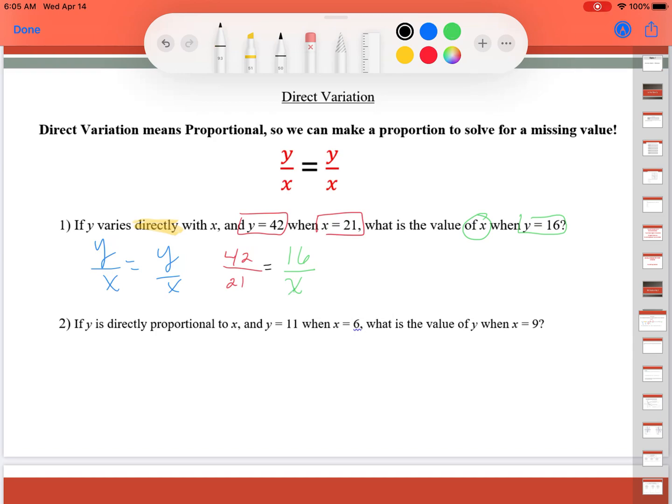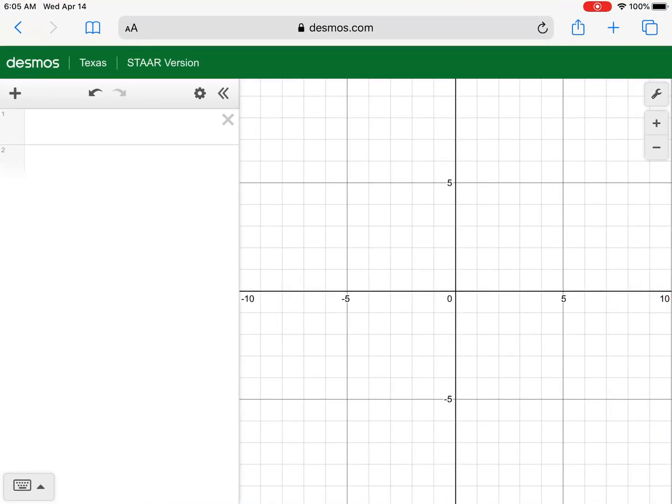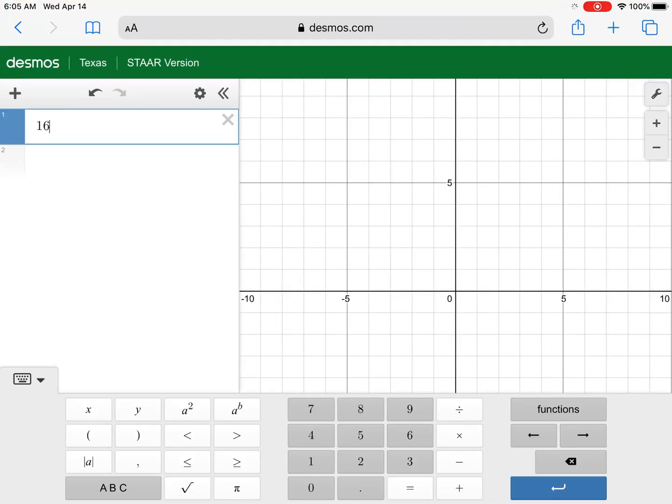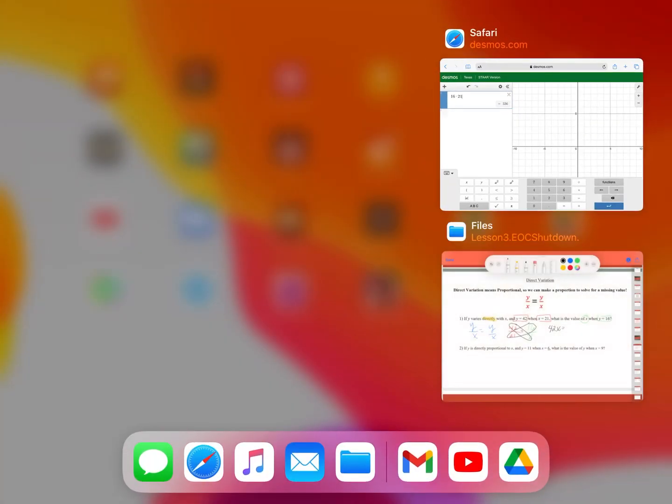Now this is something that you guys did a long time ago. It's called cross multiplying. Cross multiplying means I need to do this times this equals this times this. So 42 times x is 42x. 16 times 21, let's check. 16 times 21 is the number 336.